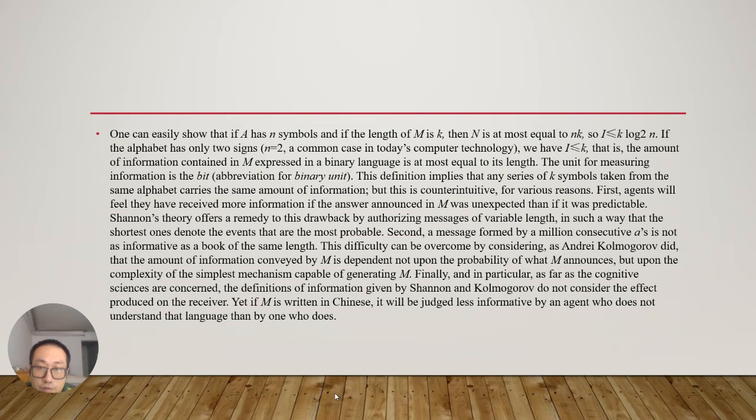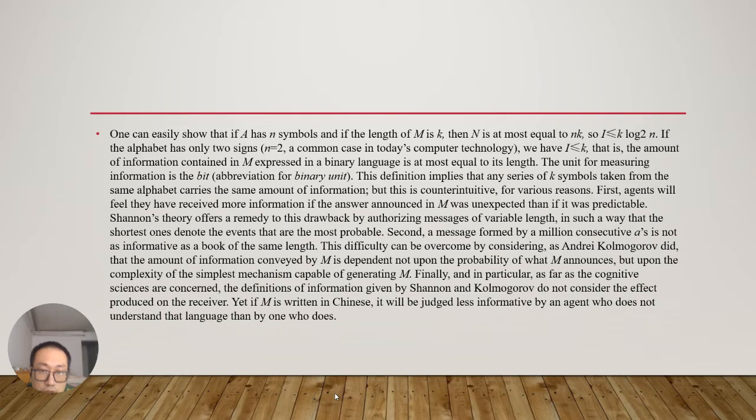First, agents will feel that they have received more information if the answer announced in M was unexpected than if it was predictable. Shannon's theory offers a remedy to this drawback by authorizing messages of variable length in such a way that the shortest ones denote the events that are the most probable.